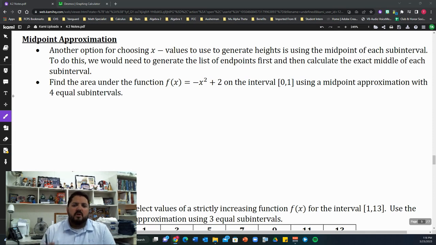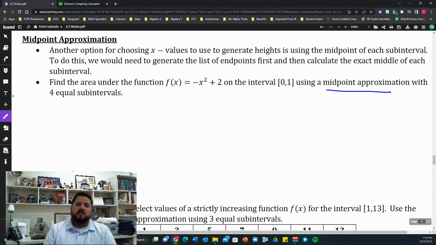So not much is going to change about the process, though. The only difference is how we go about finding our x values that we then substitute into the function to get our heights, or the y values. This is actually the same function that we used for the last problem, same interval, but now I want to use midpoints instead of left or rights. And we are also going to change it to use 4 equal subintervals rather than 5. So that part's a little bit different, but again, that doesn't change the overall process.